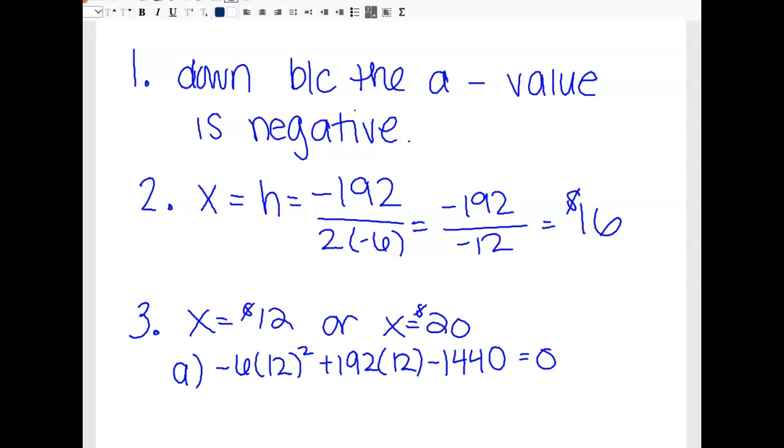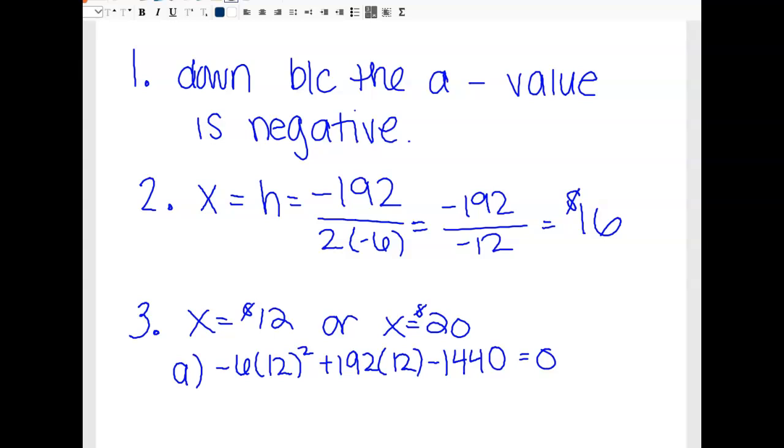The first is, what direction does this parabola open? The answer is down. We know it's open down because the A value is negative. A negative A value tells me the graph opens down. The H value, or the value at which the maximum occurs, was 16. And then the values or prices that make the profit 0 were 12 and 20.